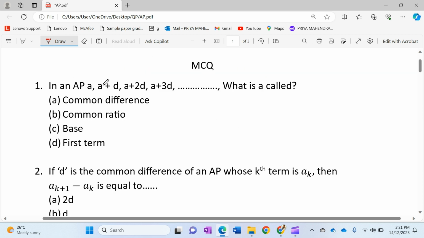The first question, the sequence is given: a plus d, a plus 2d, a plus 3d, and so on. What is a called? So a is called the first term. So the option is D.